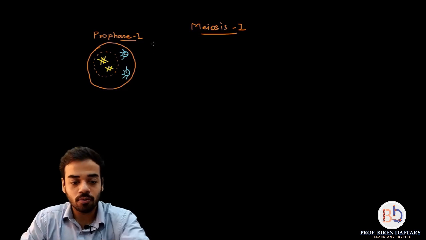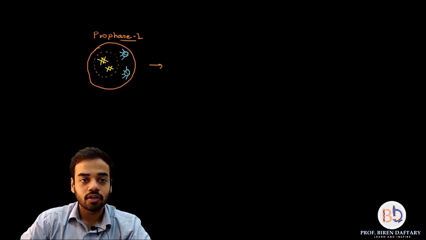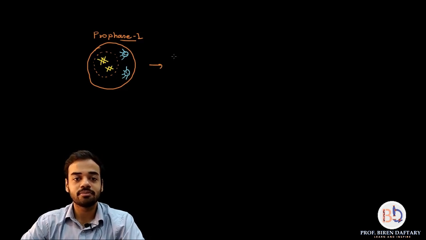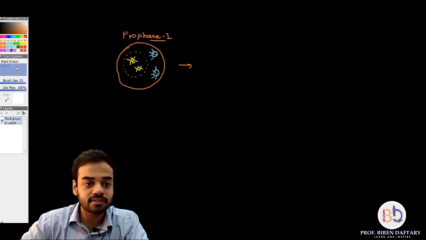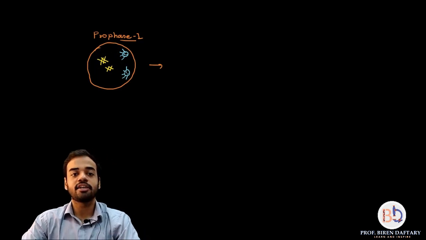Now we go to metaphase 1. All right, so what happens in metaphase 1? So I'm going to rub this off. So in metaphase 1, again the arrangement is going to be very similar. By the time prophase 1 ends, this membrane which is there, that entire membrane will disappear. So your nuclear membrane has completely disappeared by the end of prophase 1.